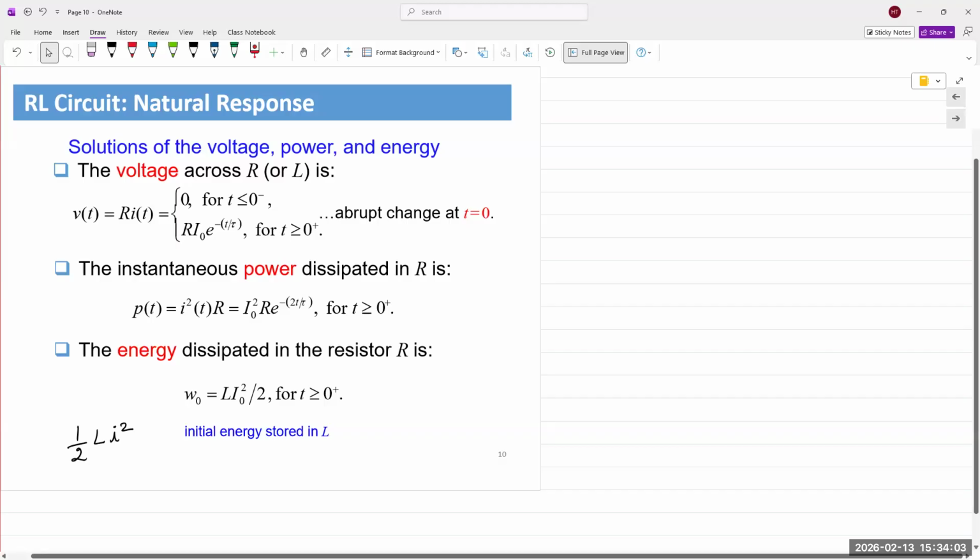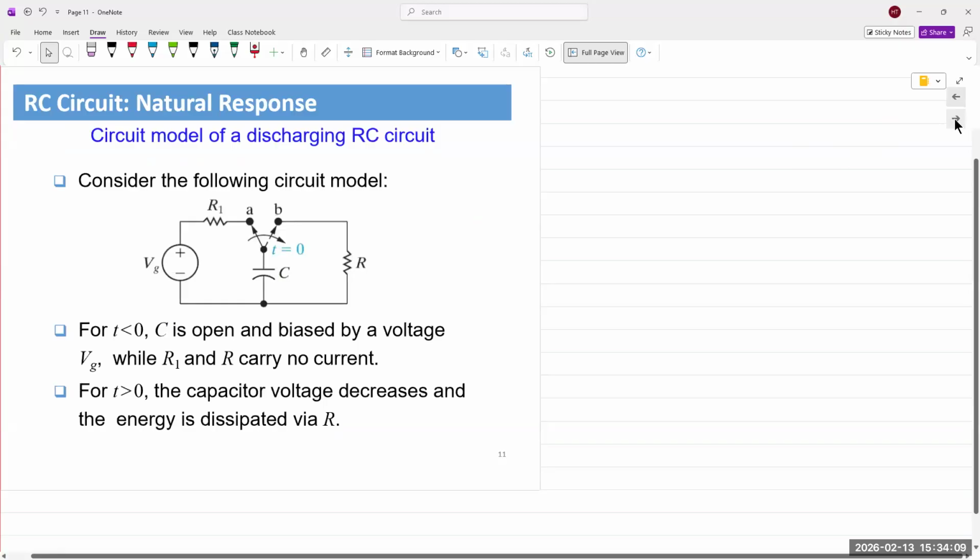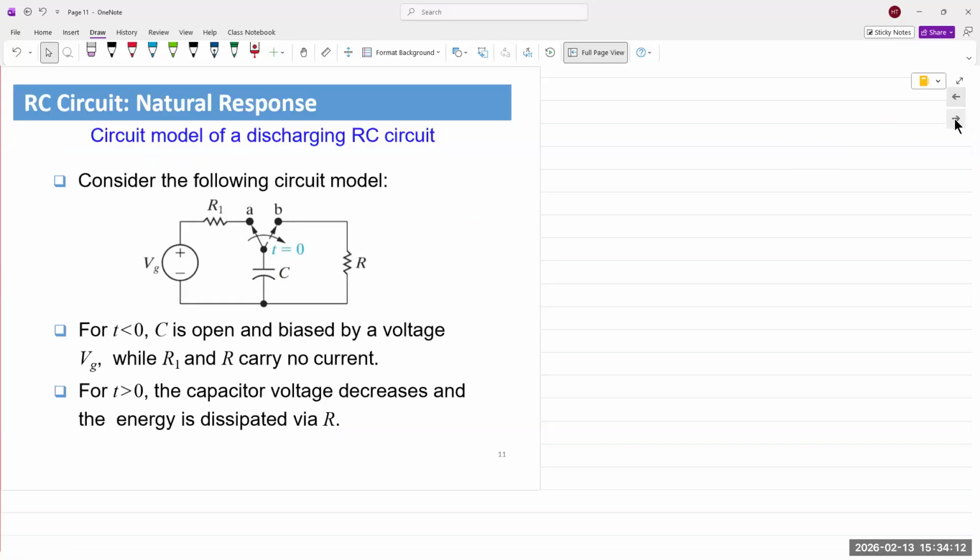Let's look at the next three. Discharging RC circuit. At time t less than 0, switch was on the left, capacitor was charged, current flowed through the capacitor in this direction, and you had a fully charged capacitor. Because the capacitor had reached full charge, the voltage across it was VG.